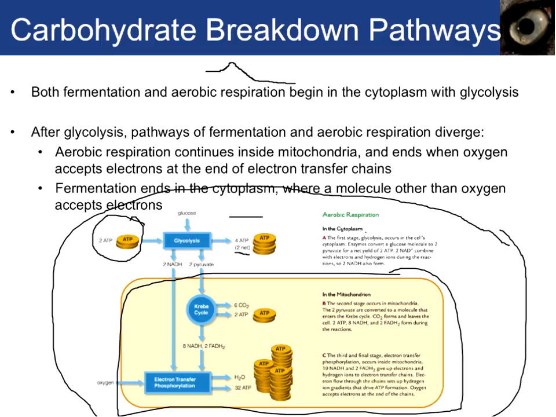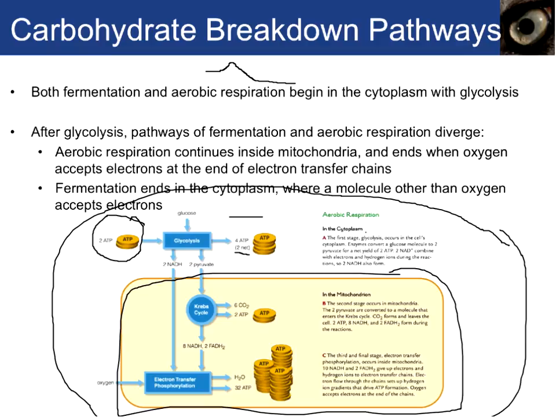Also in this process, 2 NAD+, which is a low energy molecule, combine with electrons and hydrogen ions during the reaction to form 2 NADH, which are high energy molecules. D is the second stage, and this occurs inside the mitochondria. In this stage, 2 pyruvate are converted to a molecule that enters the Krebs cycle. Carbon dioxide forms and leaves the cell, and 2 ATP, 8 NADH, and another high energy molecule, FADH2, form during these reactions.